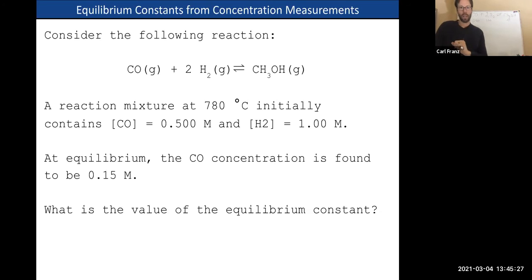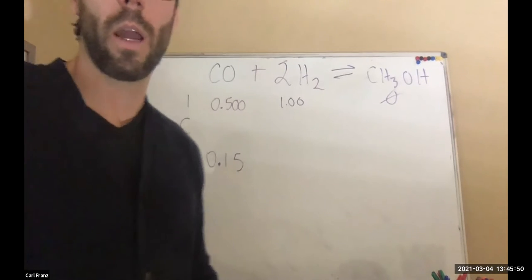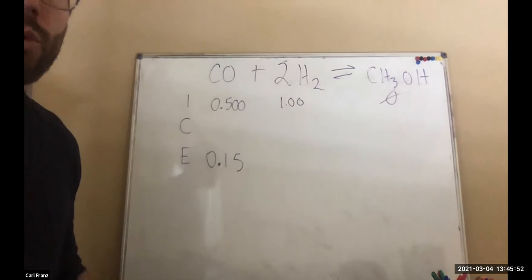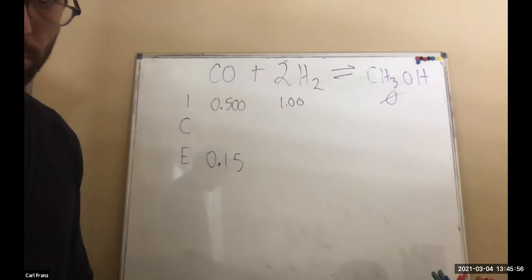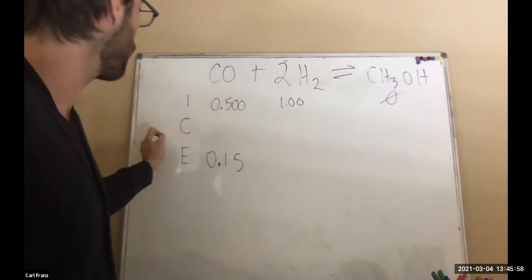What else does it give us? At equilibrium. E. Initial, change, equilibrium, ICE. It is 0.15 for carbon monoxide. So 0.15. What is the equilibrium constant? Okay. So now we fill in the rest. What can we do?